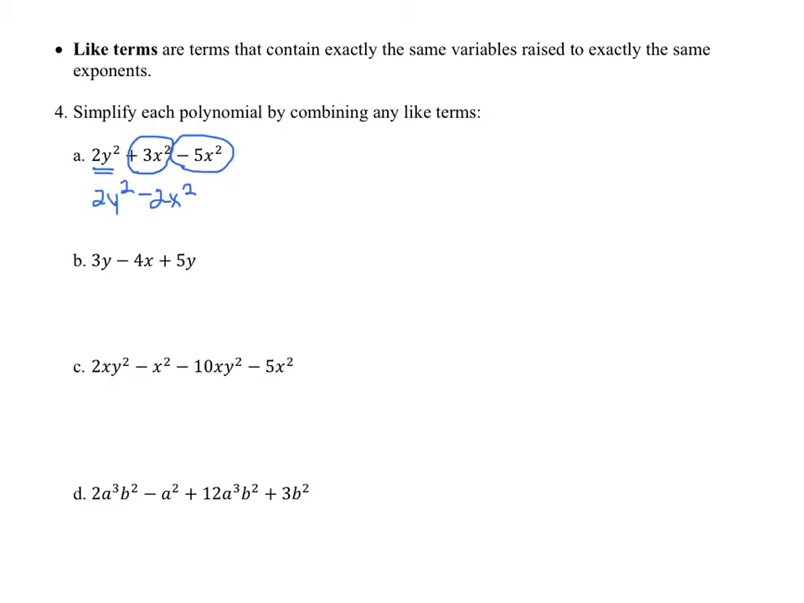You can't combine those other ones. Now let's take a look at this. Let's circle the like terms. 3y and 5y is 8y. Take away 4x.